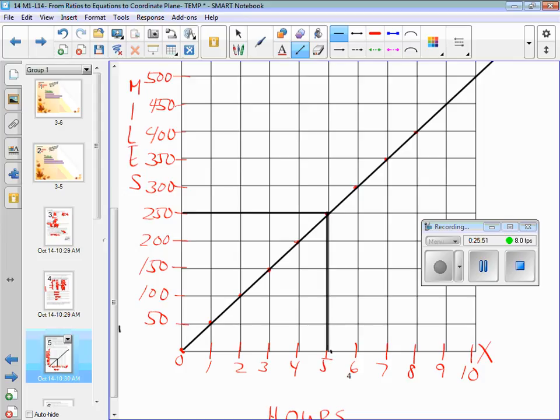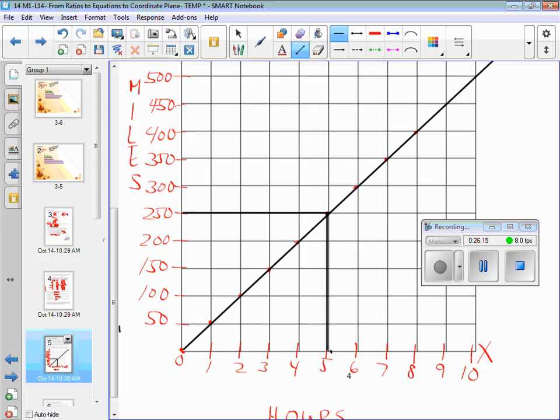Wait, so what do you put down? 250. After 250 miles, it's 5 hours. I don't know. Maybe you mislabeled somewhere, bud. There could be a labeling issue somewhere. You see it? We're good? Okay. Ready? Next question.